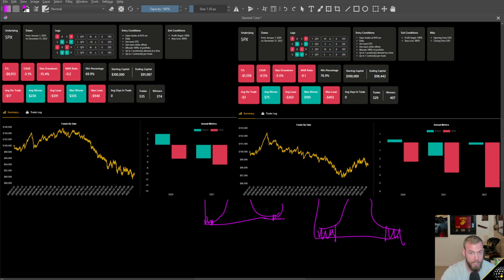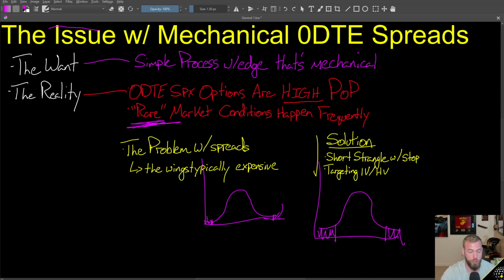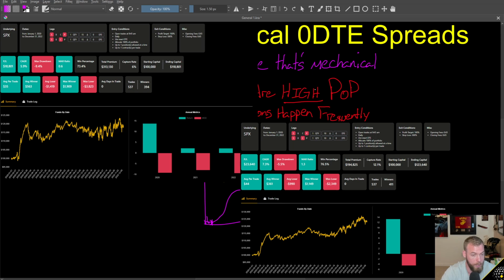So let's talk about then an alternative. If you like these strategies, the way that I tend to trade them is using short strangles or short straddles. And you can use the very same stop if you're so inclined. And again, we need to be a little more calculated in our targeting of implied volatility versus historic volatility, which I'll show you in a second. But anyways, these are the same exact time frames.